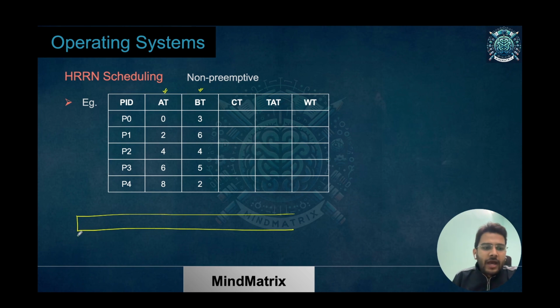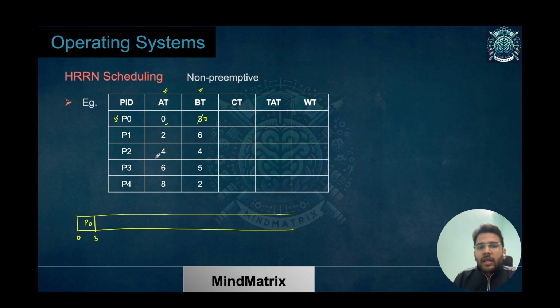Now carefully see, at 0 units of time, do we have any process present in the ready queue? Yes, we have the P0 process present in the ready queue at 0 units of time. So only one process, non-preemptive in nature, we are going to schedule until its completion. So we have P0 here. For 3 units of time we are going to schedule it. So P0 has completed its execution.